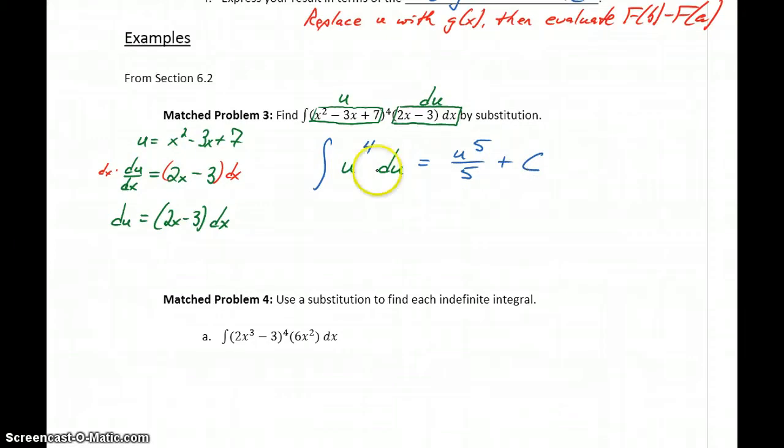So that's step 3, evaluating this new integral, which should be relatively simple at this point. And then in our very last step, express our result in terms of the original variable. So we don't want our result in terms of u. The original problem was in terms of x. So in place of u, we'll substitute x squared minus 3x plus 7 back into the problem. And that gives us our final result.